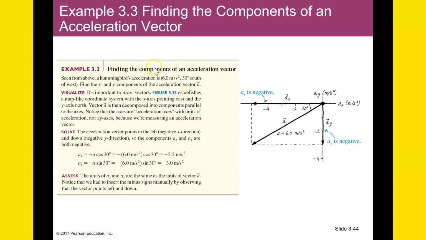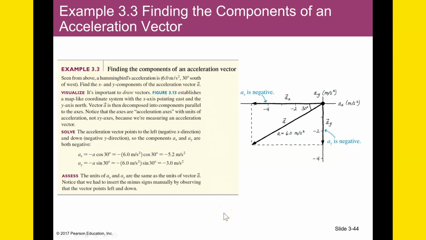All right, example 3.3. Finding the components of an acceleration vector. Seen from above, a hummingbird's acceleration is 6 meters per second squared, 30 degrees south of west. Okay, that's the acceleration vector. It gives me the magnitude, 6, gives me the direction, 30 degrees south of west. Find the x and y components of the acceleration vector A.